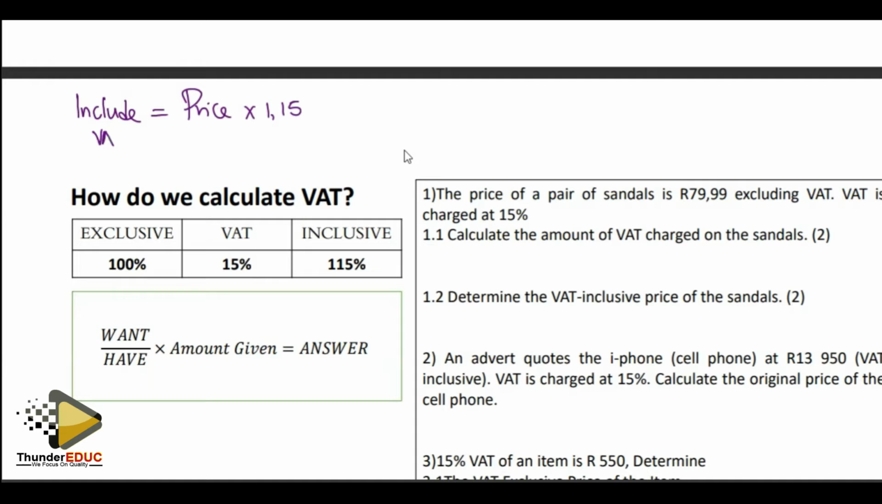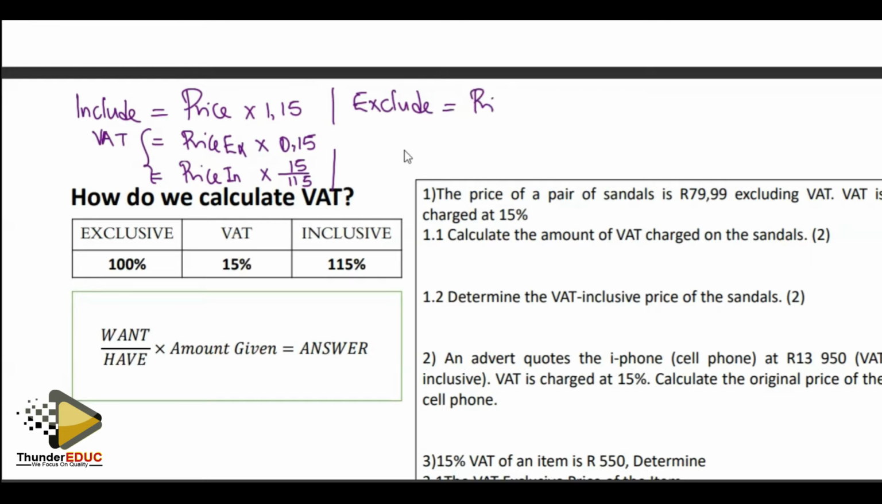If you're looking for the value of VAT and the price is VAT exclusive, we shall only multiply by 0,15. You understand? But if the price already includes VAT, then you need to multiply by 15 over 115. This is when you're looking for the value of VAT. Then if you want to exclude VAT, you'll have a price that already includes VAT, and you divide by 1,15. That's how we exclude VAT.